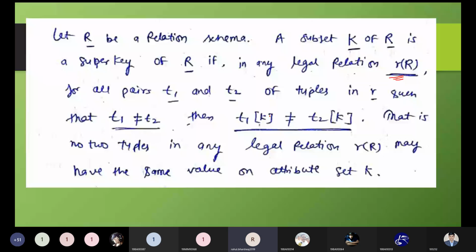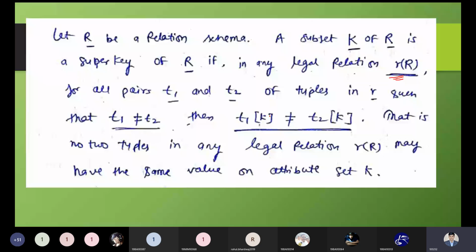So the statement written here in mathematical notation, is it clear to all? Tuple T1 and tuple T2 could not be equal. If they are, then we have duplicacy. So for applying the functional dependency, it should not be. Okay, so we will come to that. Clear, sir. Okay.